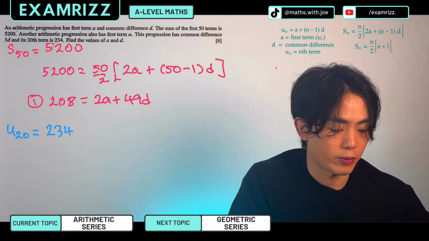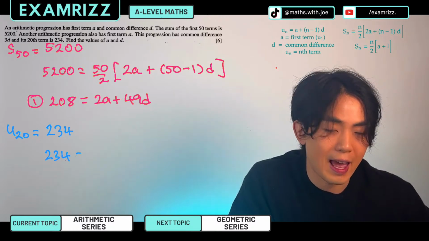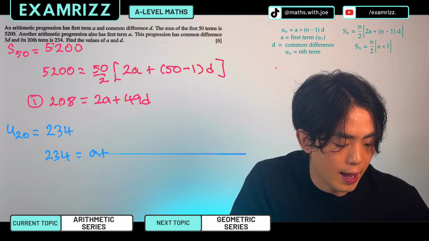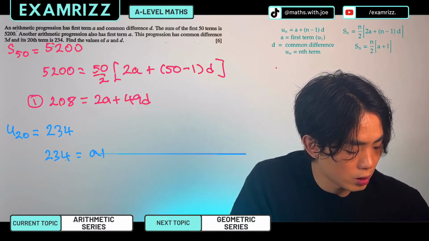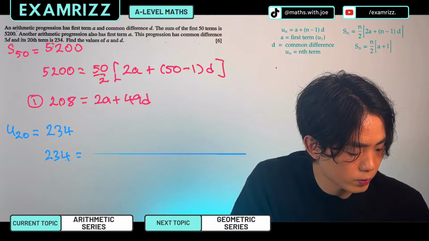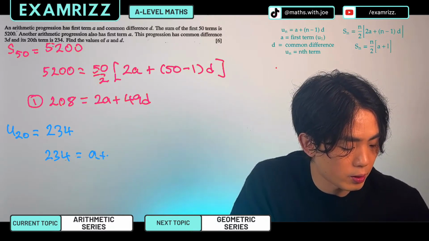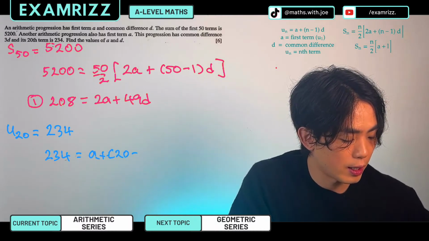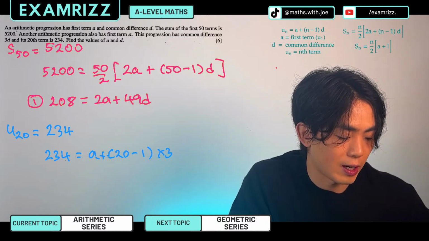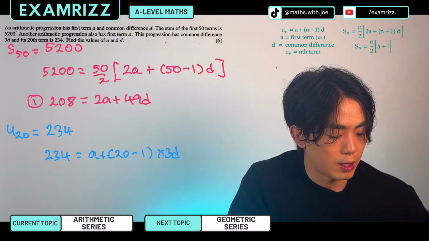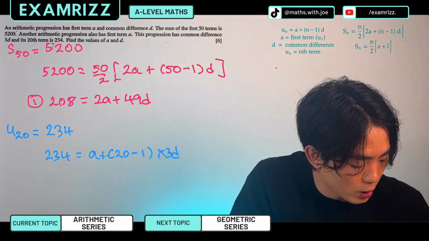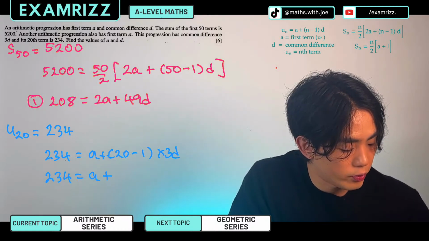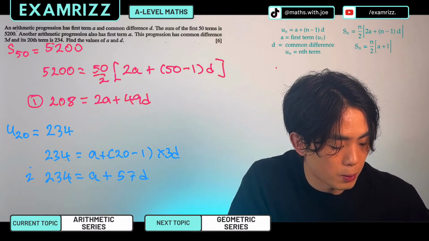So let's go ahead and create an equation for that. We can say 234, using the nth term equation, un is a plus n minus 1 d, is equal to a plus, n being 20, 20 minus 1 times the common difference. In this case the common difference is going to be 3d, because they said it's 3d, not d, so times 3d. So this is where we get our second equation. Let's simplify this a bit. So we get 234 is equal to a plus 57d. Okay, so we get equation number 2.